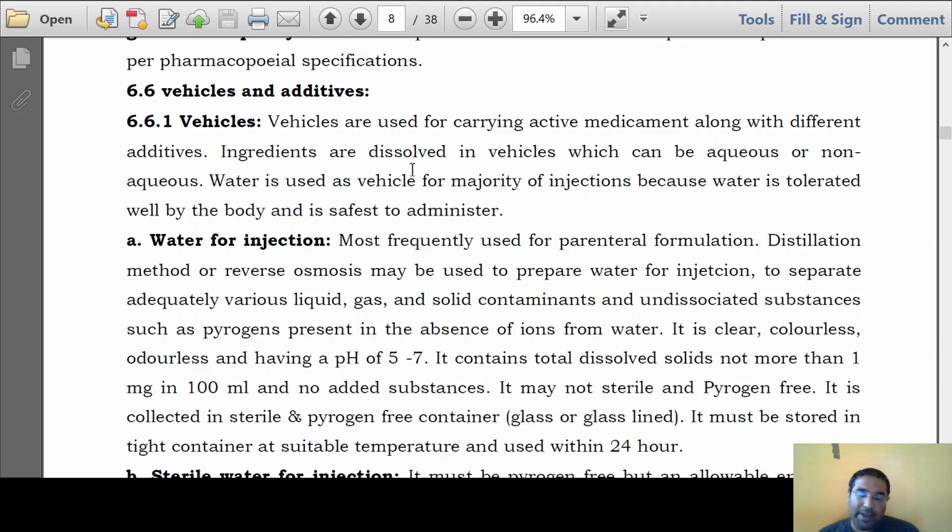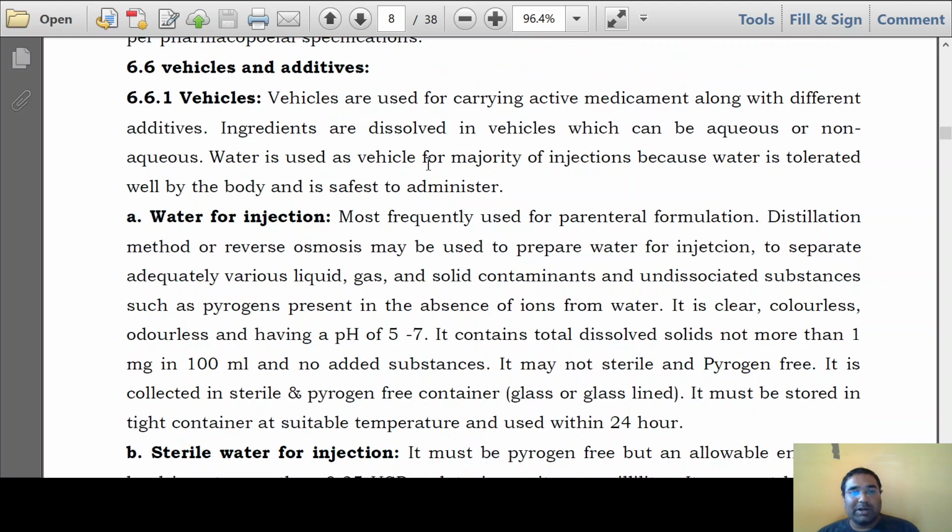Why? Water is a universal solvent. The majority of drugs dissolve in water. Plus, one of the major advantages of water is that it is well tolerated by the body. It is non-toxic and it is safe to administer. So there are different types of water which are used for the preparation of parenteral products.